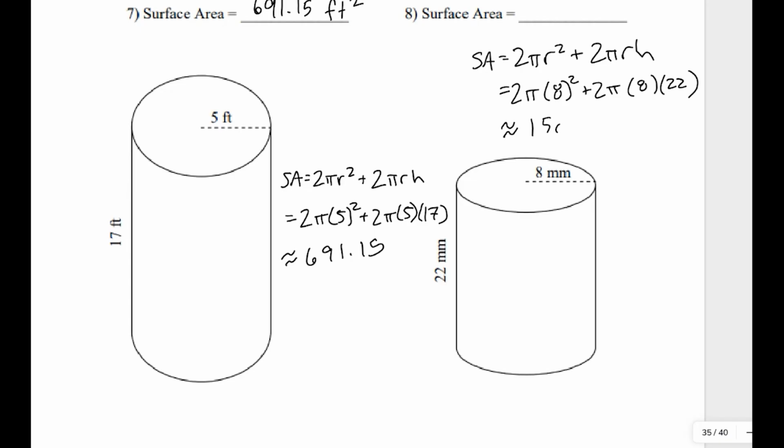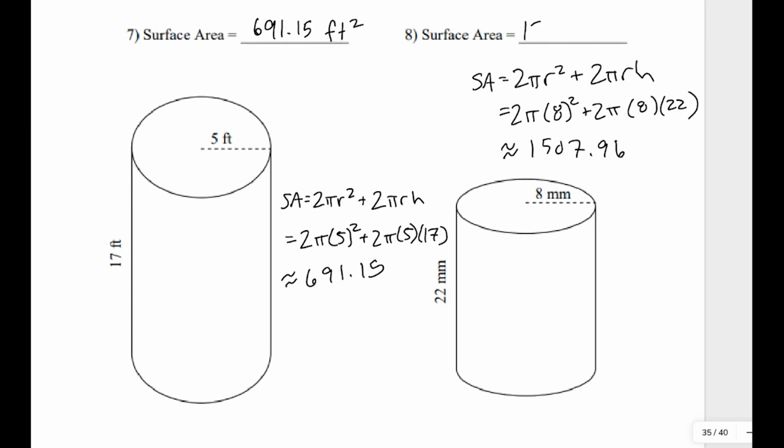All right, we got 1,507.96 square millimeters. And that's going to about do it for tonight's notes. Sorry for the technical difficulties. I'm sure my explanation was probably way better in class than now.